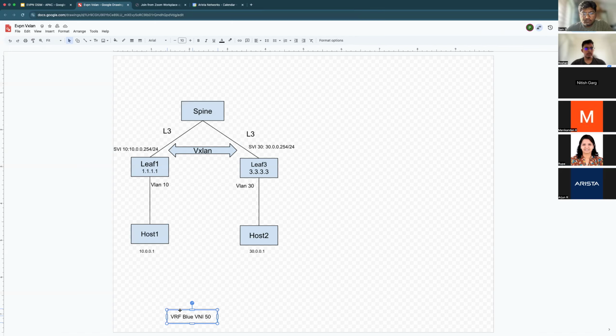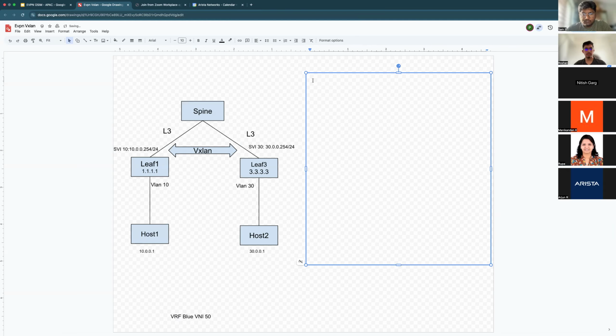First it will see that the remote host is in a different subnet, so it will try to reach the gateway. Got it. So now the ping packet is at the gateway, which is on leaf 1. So what would happen now? Because we do not have SVI 30 here, the routing as of now cannot happen on leaf 1.